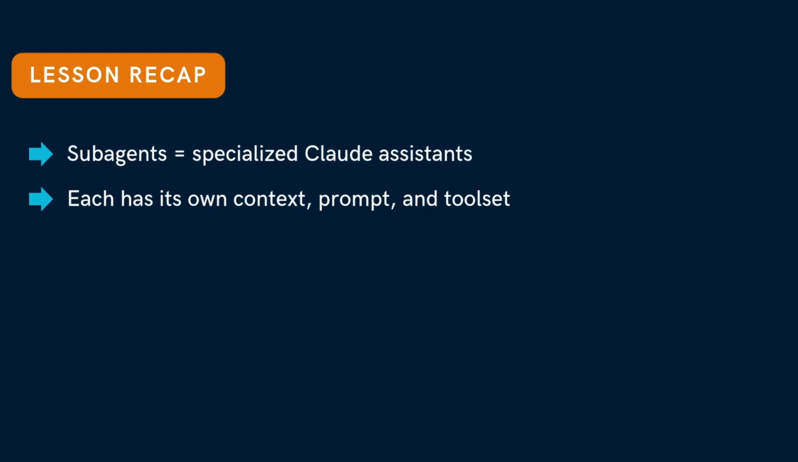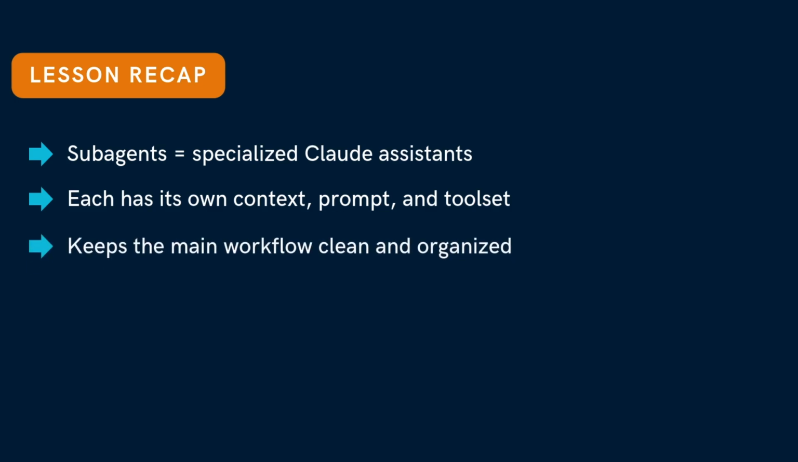Now let's recap the lesson. Subagents are focused helpers built to handle different parts of your work. Each one has a clear role and stays in its lane. They come with their own workspace and tools. This helps them stay consistent across different tasks. Because subagents handle tasks separately, your main workflow stays simple, smooth, and easy to manage.